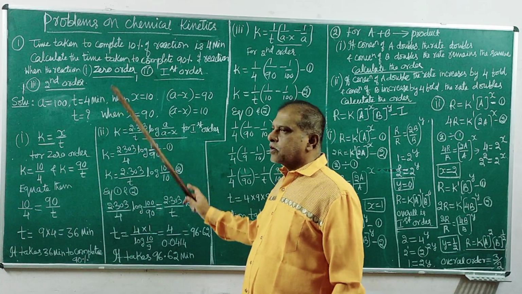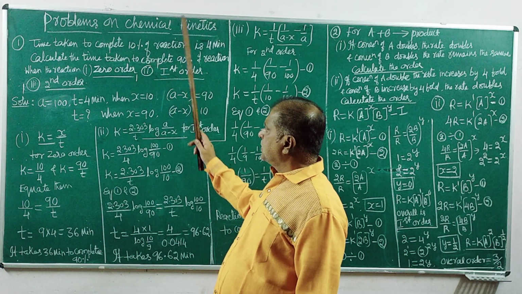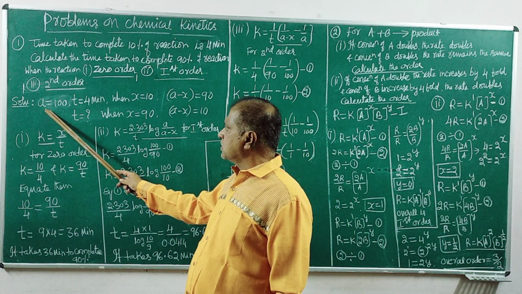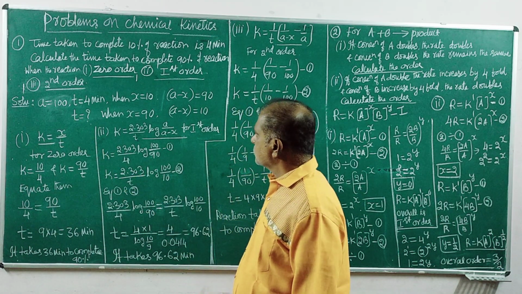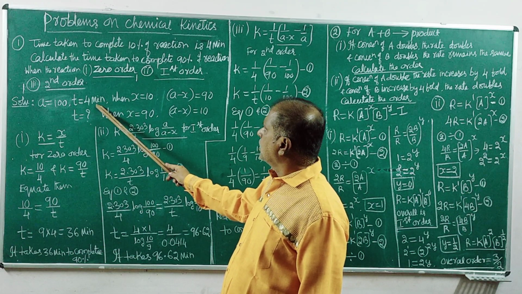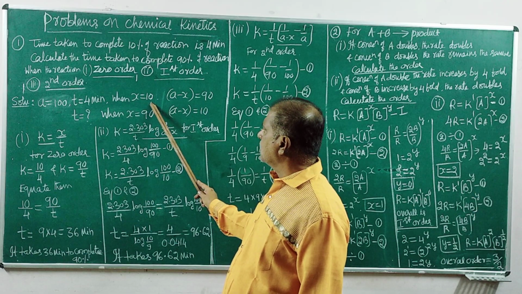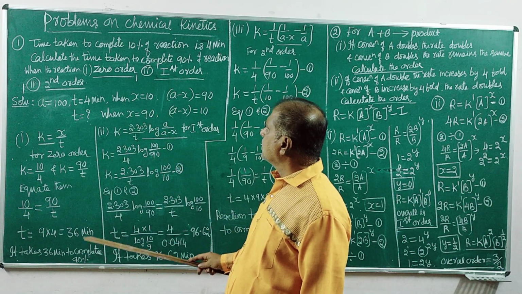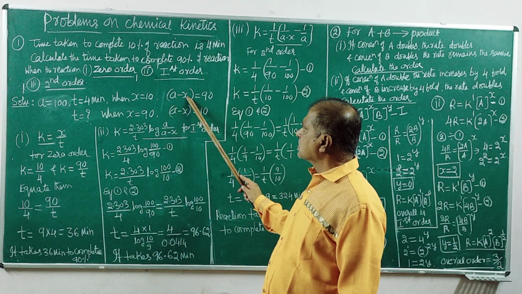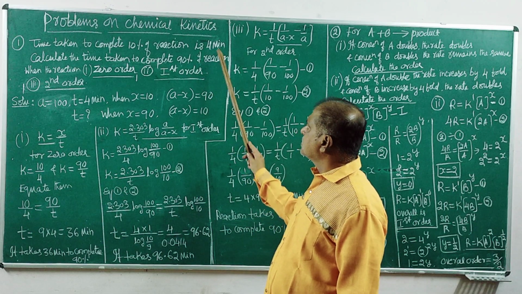in the appropriate way. If we say in terms of percentage, A becomes 100. A is the initial concentration, 100% it means. Here time taken is 4 minutes. Reaction completed is 10%, that is x equals 10. Then the remaining concentration is A minus x, that is 90%.